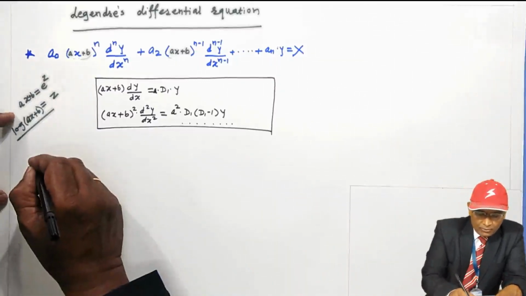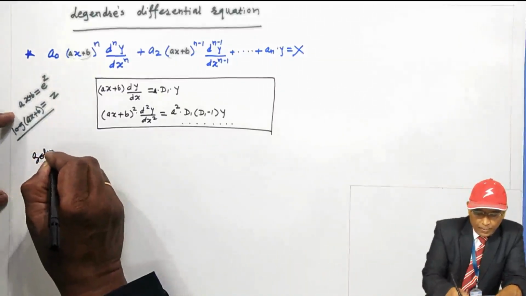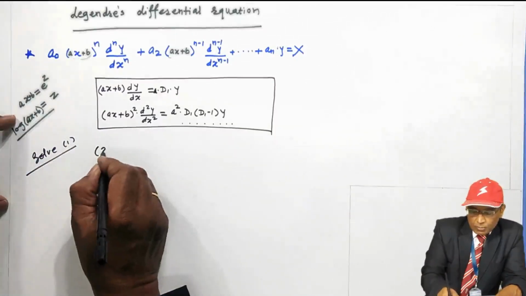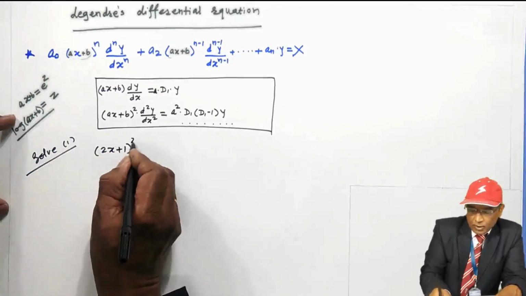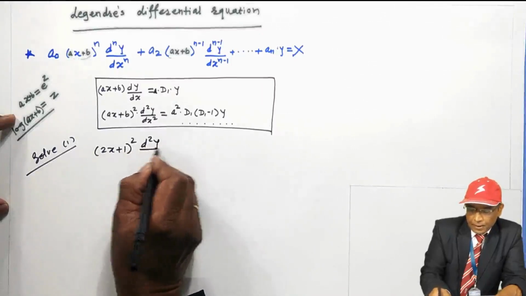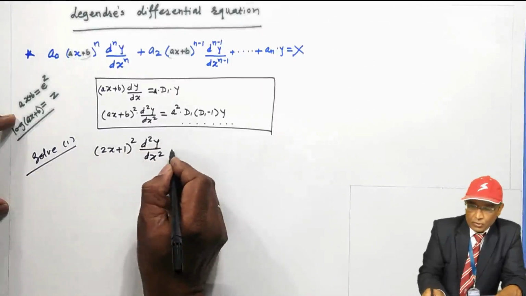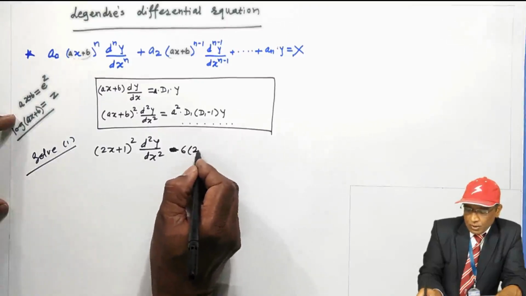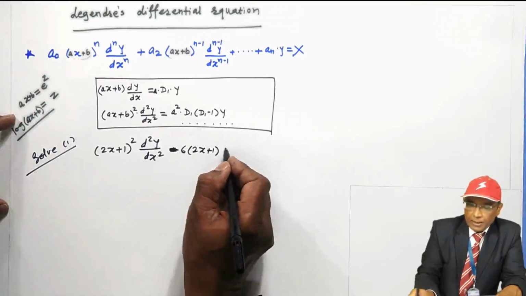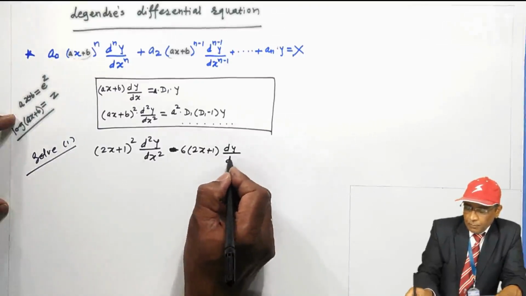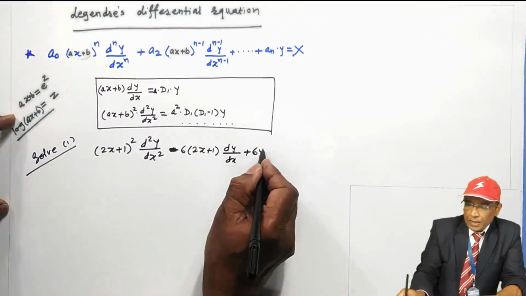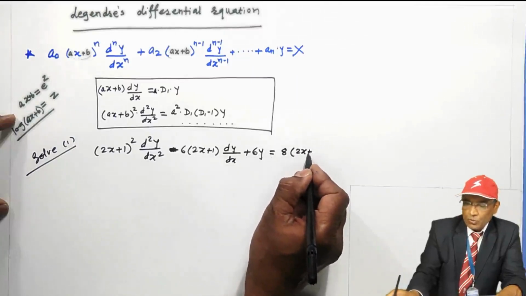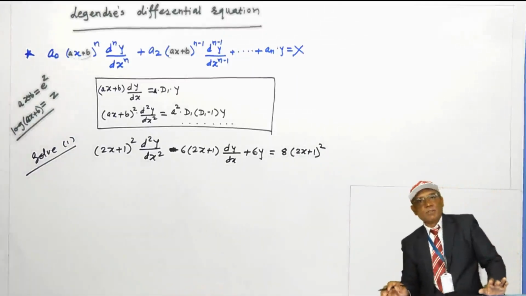Now solve the differential equation. Legendre's differential equation we are going to solve. (2x plus 1) square d2y by dx square minus 6 (2x plus 1) dy by dx plus 6y is equal to 8 (2x plus 1) square. Okay, this differential equation we are going to solve.